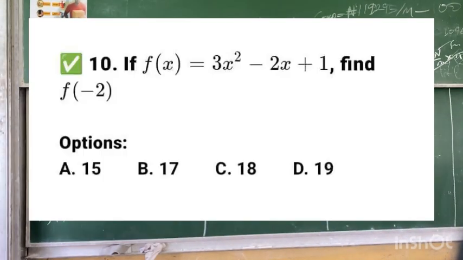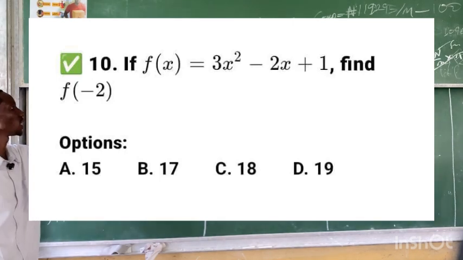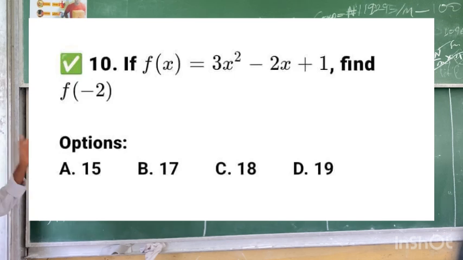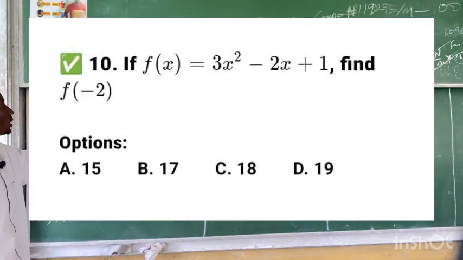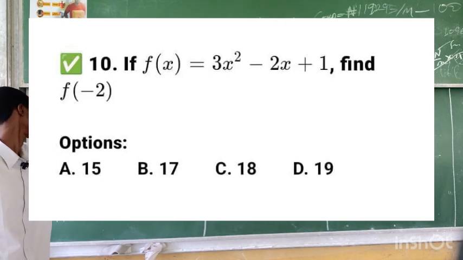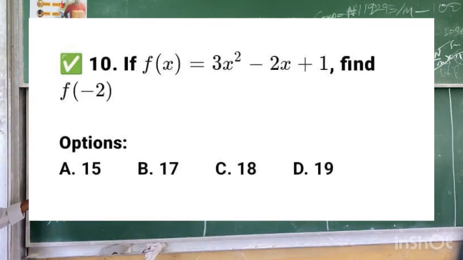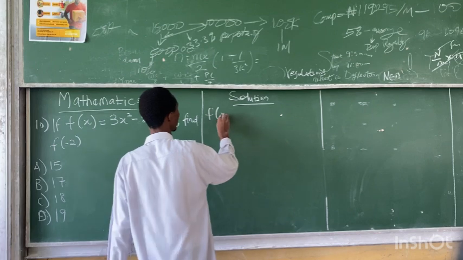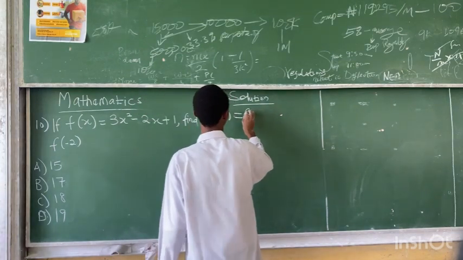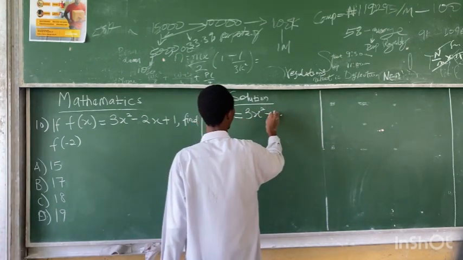Question 10 says, if f of x is equal to 3x squared minus 2x plus 1, find f of minus 2. Option A, we have 15. Option B, 17. Option C, 18. And option D, 19.